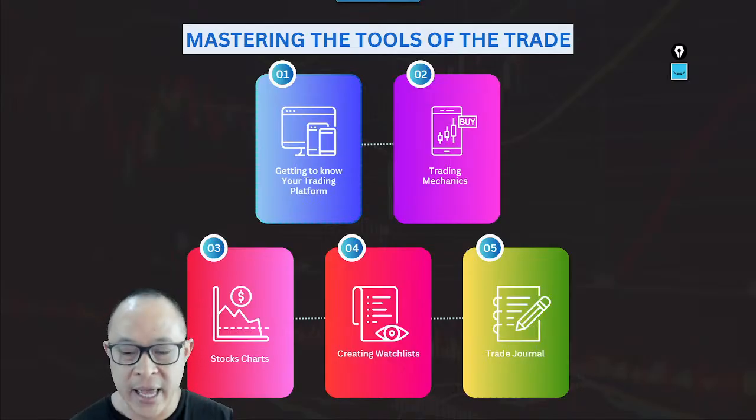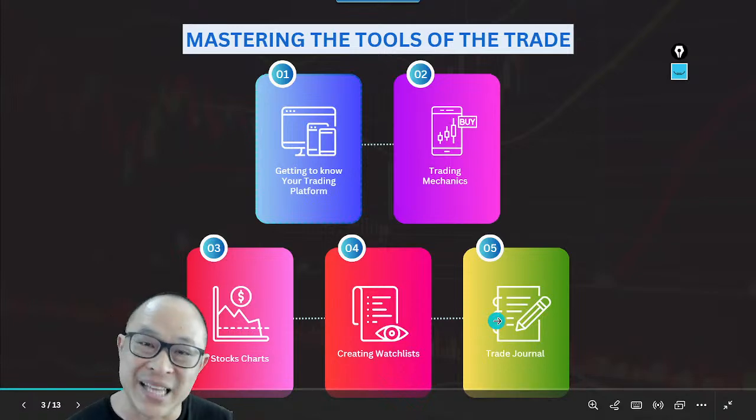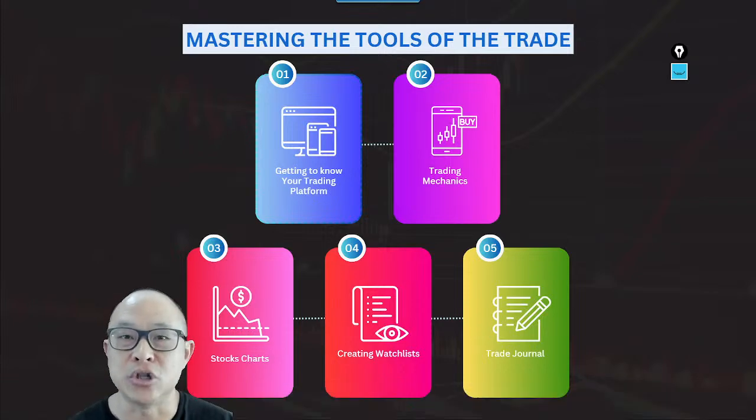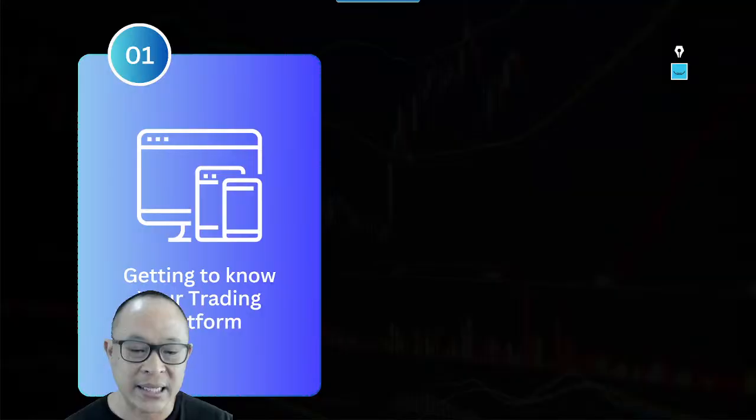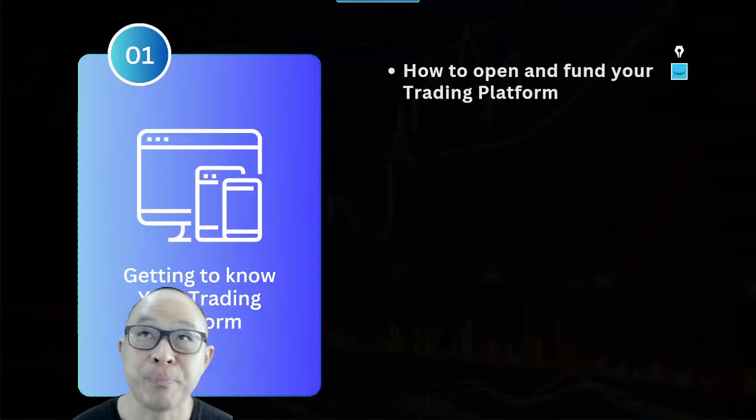to enter the trade. And then last, but definitely not least, is mastering your trading journal. This is one of the most important tools of the trade, because if you don't know how to keep track of why you got in, what price you got in, then you won't be able to repeat the process, because trading is all about focusing on the process and evaluating your trades to make sure that you're on the right path. So let's get started with number one, getting to know your trading platform.